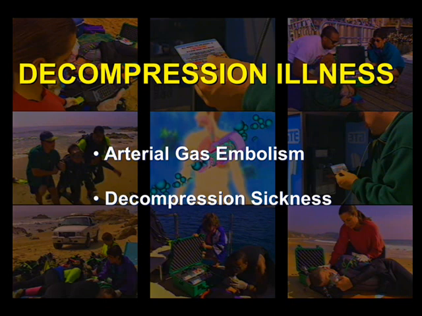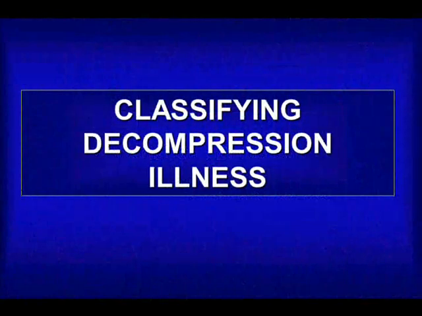Conversely, there are situations in which lung overpressure injuries may result in gas entry into the circulation, causing transient symptoms of arterial gas embolism, followed by manifestations that are clearly the result of spinal decompression sickness, so-called type 3 decompression sickness. Because of this crossover, it therefore becomes very difficult to maintain clear, watertight compartments between these two conditions.